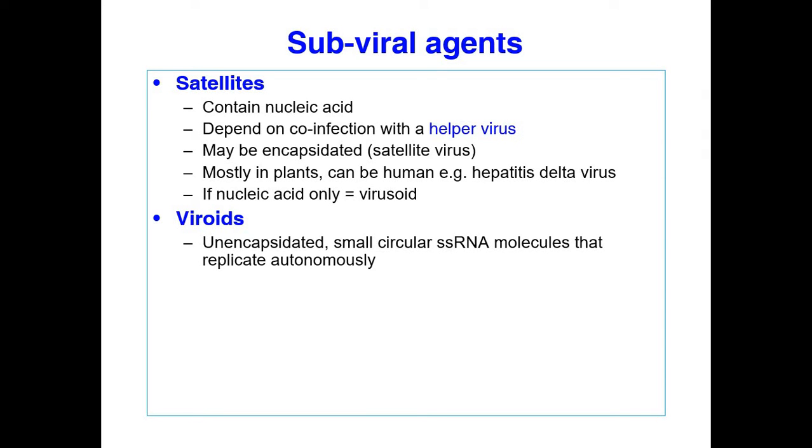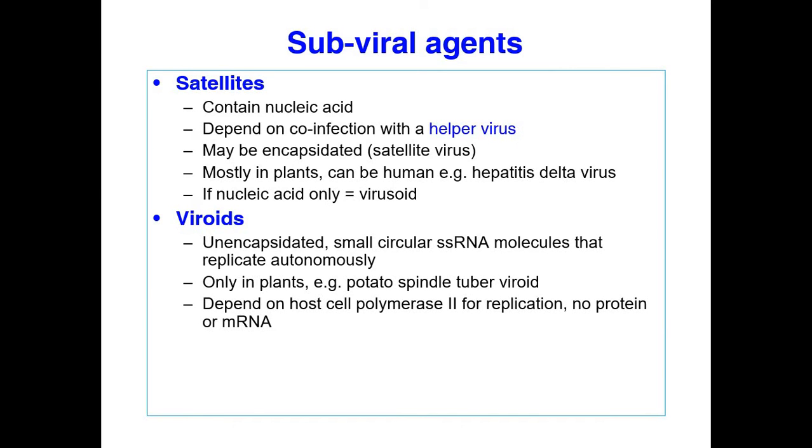Viroids are unencapsidated, meaning they don't have any kind of capsid, and are small circular single stranded RNA molecules that replicate autonomously only in plant cells. Tomato spindle tuber viroid is an example. They depend on the host cell polymerase for their replication. No proteins and no mRNA are formed, meaning they don't form any kind of mRNA or proteins, and they don't need to.